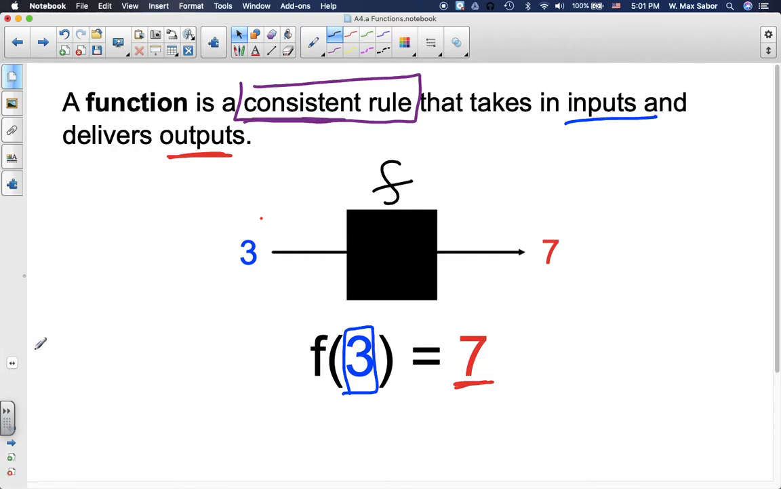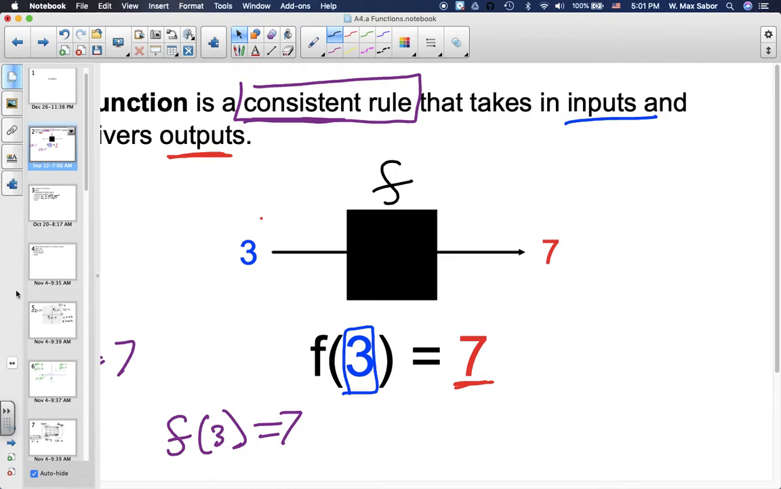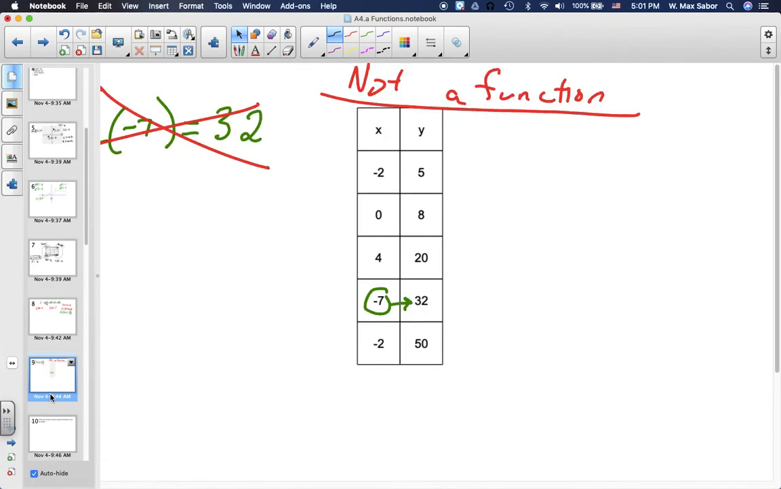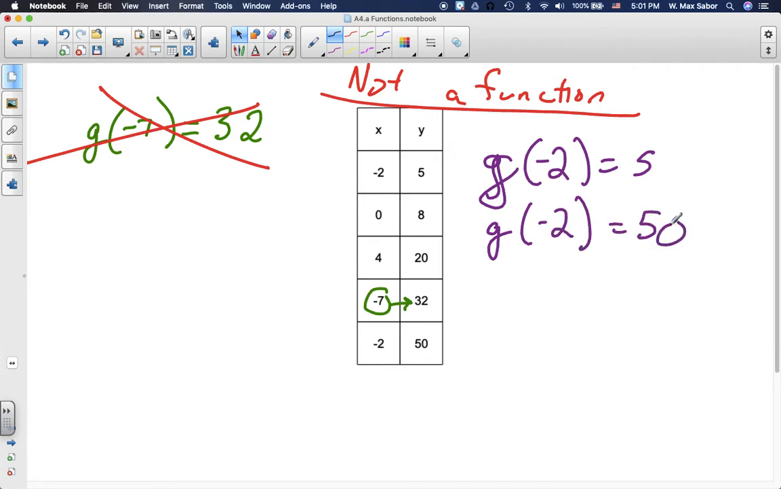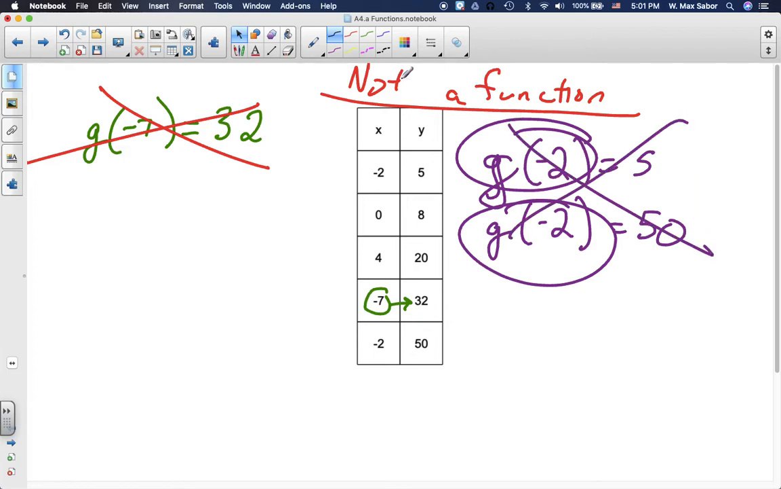Consistent means if I put in f of 3 again, you'll get out 7 again. And if you put in f of 3 a third time, you'll get out 7 again. Here, what this is saying down here is that g of negative 2 equals 5 and g of negative 2 equals 50. These can't have two different meanings, so that's why it's not a function.